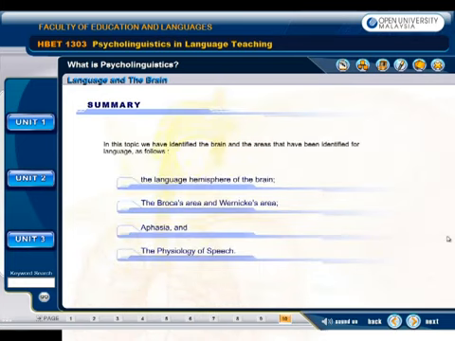In this topic, we have identified the brain and the areas that have been identified for language as follows: the language hemisphere of the brain, the Broca's area and Wernicke's area, aphasia, and the physiology of speech.